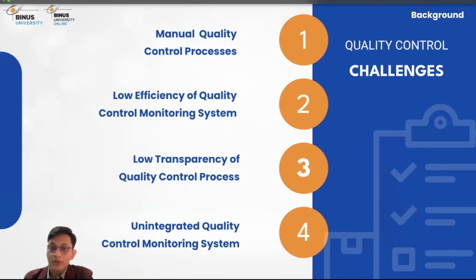So, what was the problem we were trying to solve? After gathering some information and requirements, the core problem was simple. Their quality control process was completely manual. This created low efficiency, a lack of transparency, and disconnected data. Managers had no real-time insight, and the process was slow and prone to errors.